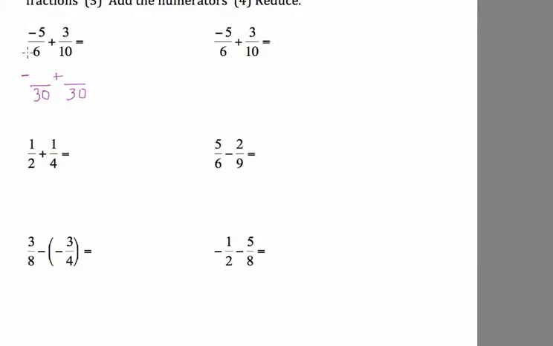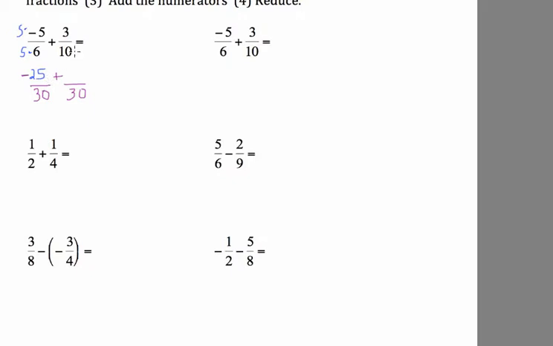I look at the denominators for clues. 6, how did that get turned into 30? By timesing by 5. Since I times by 5 on the bottom, I'm going to times by 5 on the top as well, giving me -25 in my numerator. So -5/6 is the same value as -25/30. If you ate a pie that was cut into 6 slices and you ate 5 of them, that would be the same thing as a pie cut into 30 slices and you ate 25 of them.